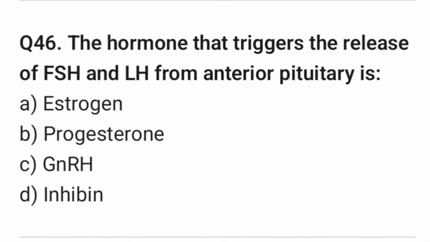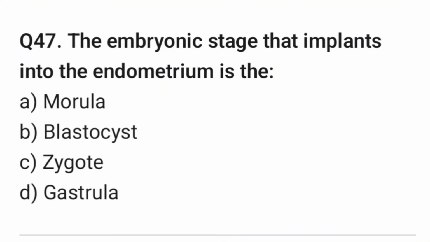Question 46. The hormone that triggers the release of FSH and LH from the anterior pituitary. Right answer is option C, GnRH. Question 47. The embryonic stage that implants into the endometrium is called. Right answer is option B, blastocyst.